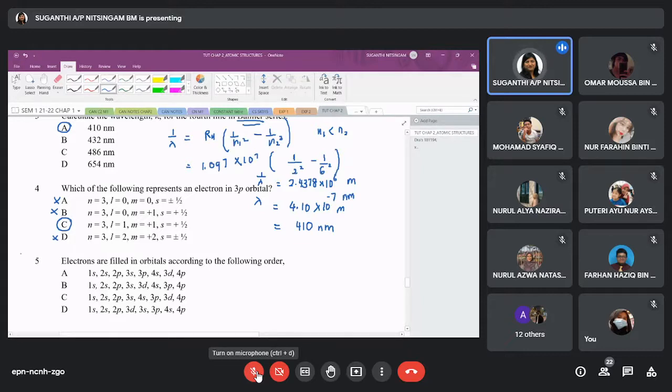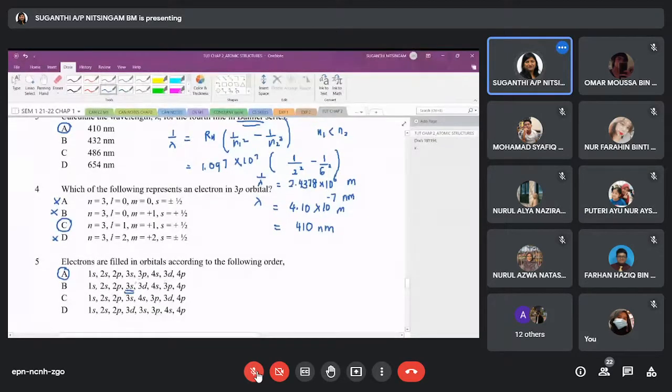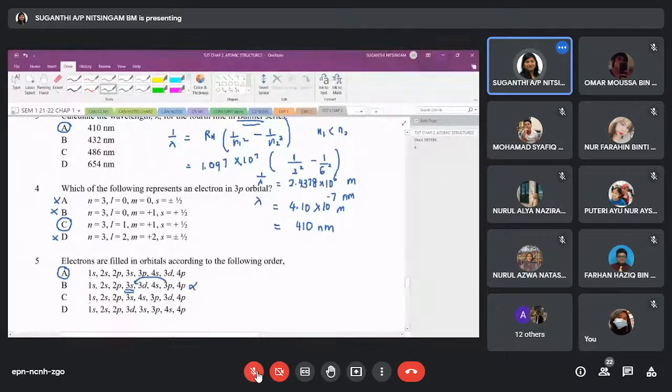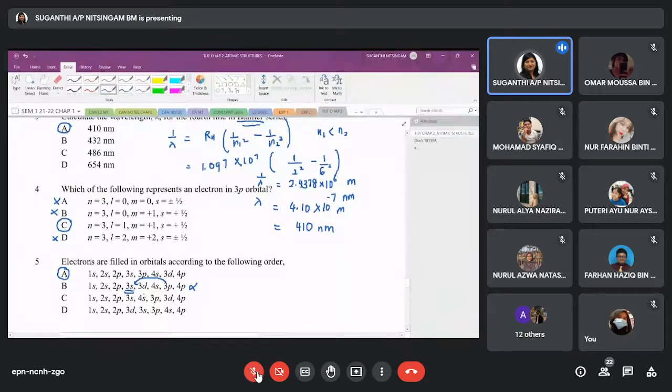Okay, next. Electrons are filled according to the following order. Yang mana betul? Sini 1s, 2s, 2p, 3s, 3p. A. Betul ke? A je. Betul A. Kan, tengok. Tanya je dia dah. Confident Syafiq. Betul madam. 3S, lepas 3S sepatutnya 3P lah. Dia dah salah ni. Yang ni 1S, 2S, 2P, 3S, selepas 3S sepatutnya 3P.